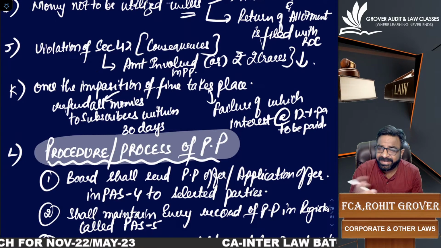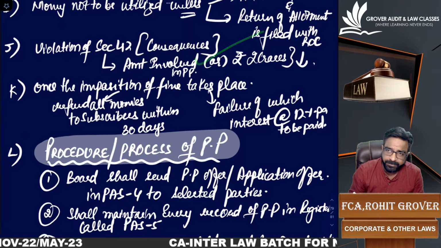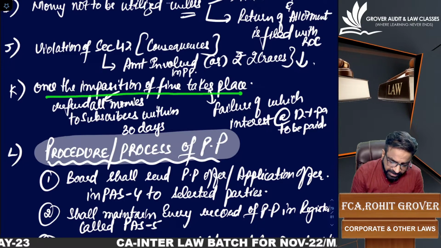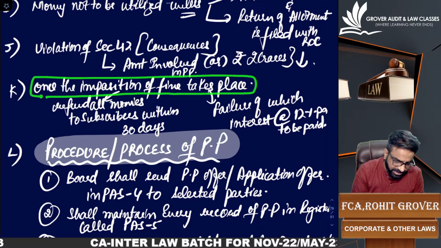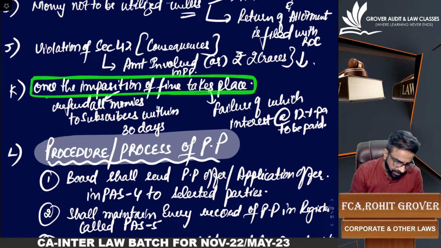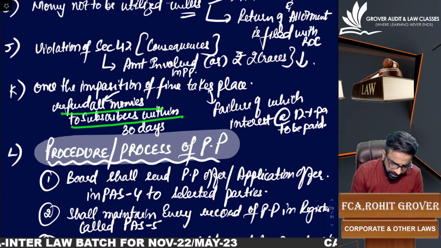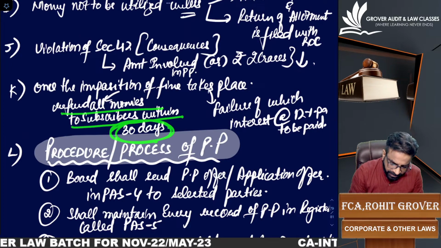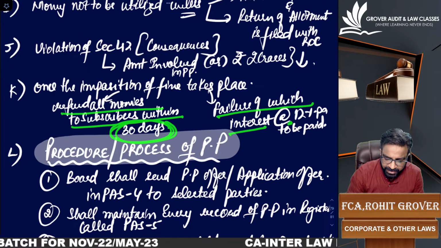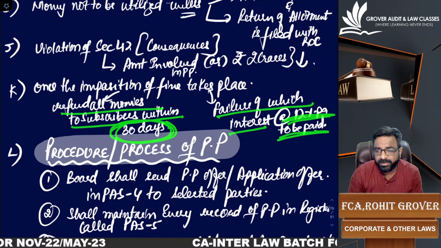So can I say that indirectly these are two punishments? First of all, you are paying a fine. And second thing is, once the imposition of fine takes place, once the J point applies to you, once you have been fined under the Companies Act, then in that case, refund all the monies to the subscribers within how many days? 30 days, and failure of which will draw interest at the rate of 12% per annum to be paid.